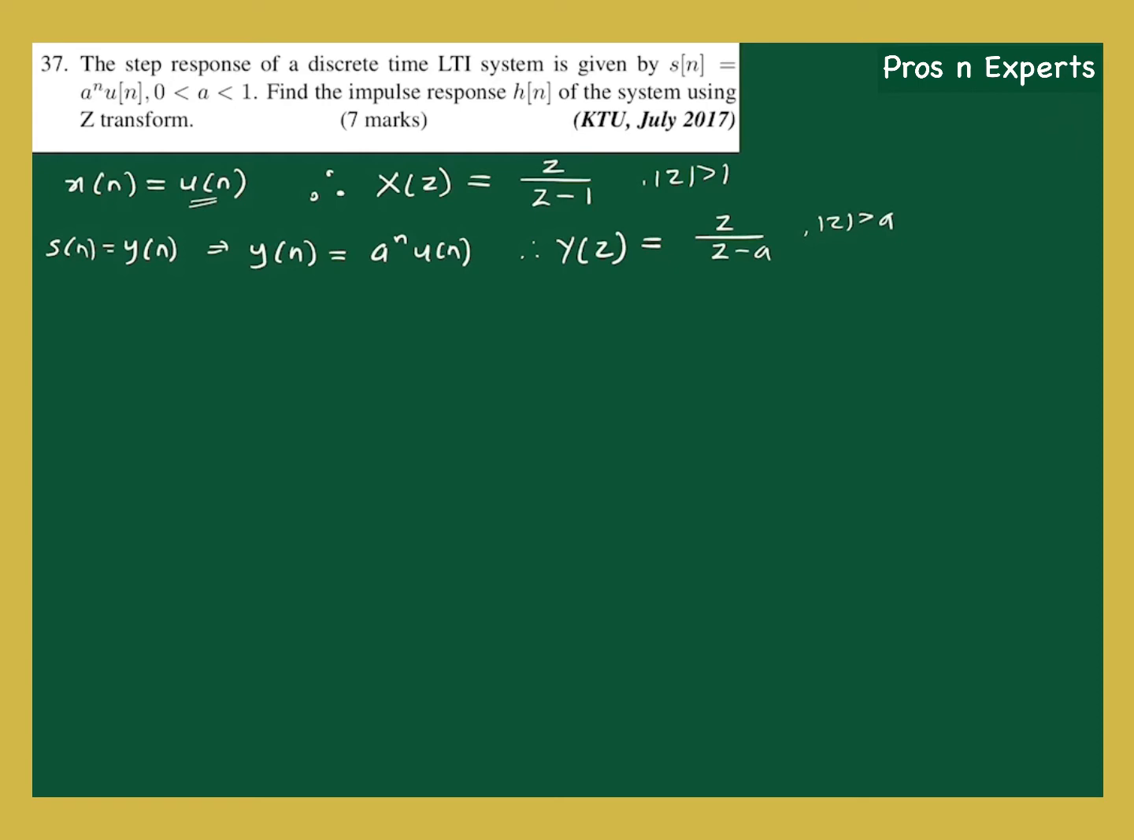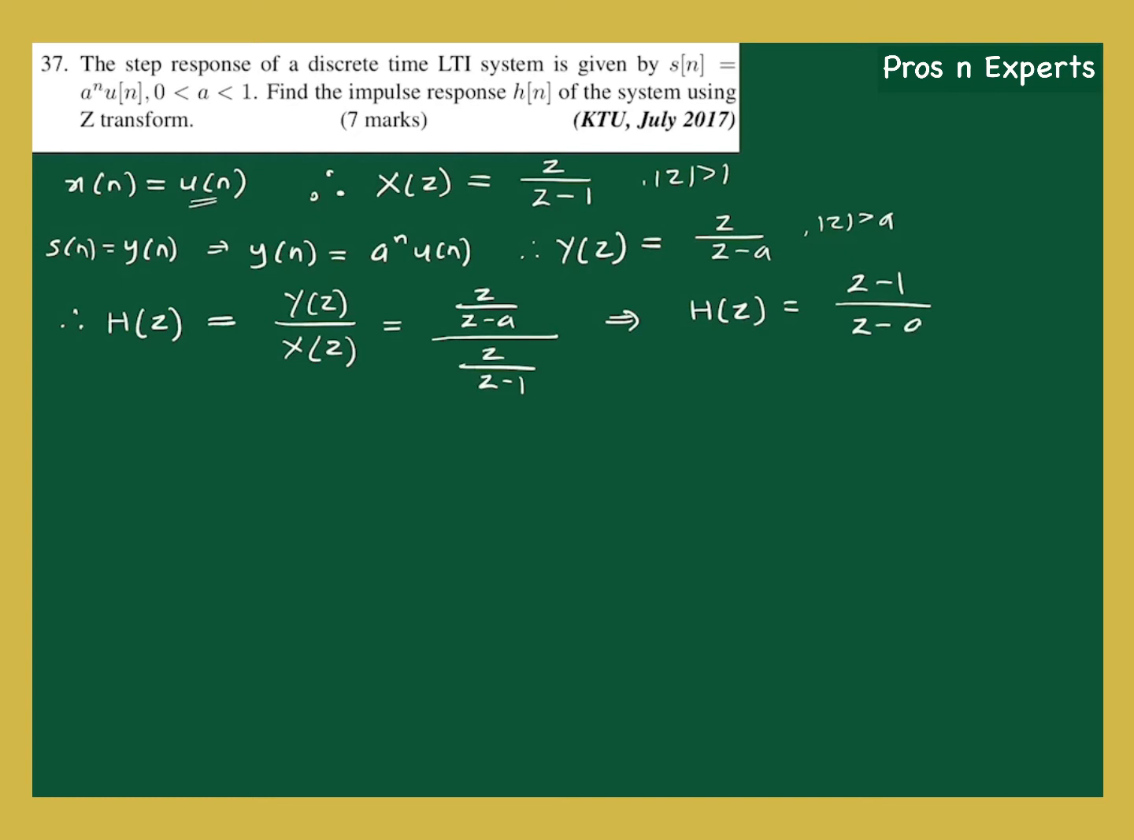So what is impulse response? You cannot get the impulse response directly, but you can have the transfer function directly. Transfer function is Z transform of output divided by Z transform of input for no initial conditions. You know y of z and you know x of z. So y of z is z by z minus a divided by x of z, which is z by z minus 1, which will result in h of z as z minus 1 by z minus a.